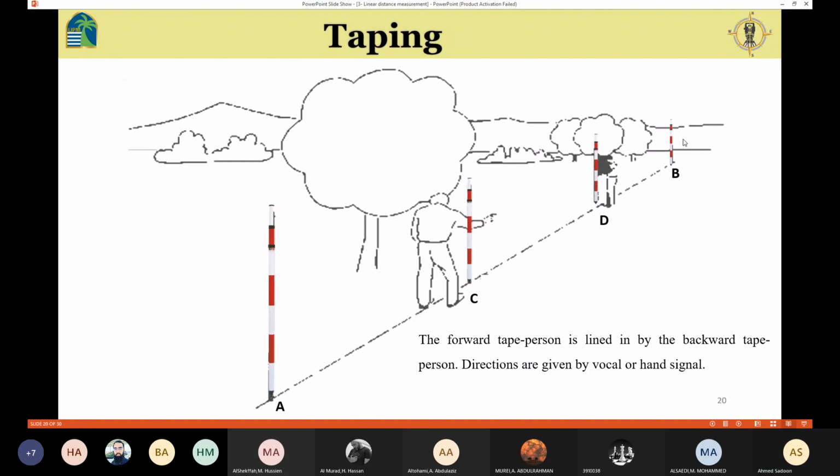Okay. So the second scenario: the length of the tape is less than the total length. In this case, we need to create intermediate points, and these points should be aligned with a straight line AB.